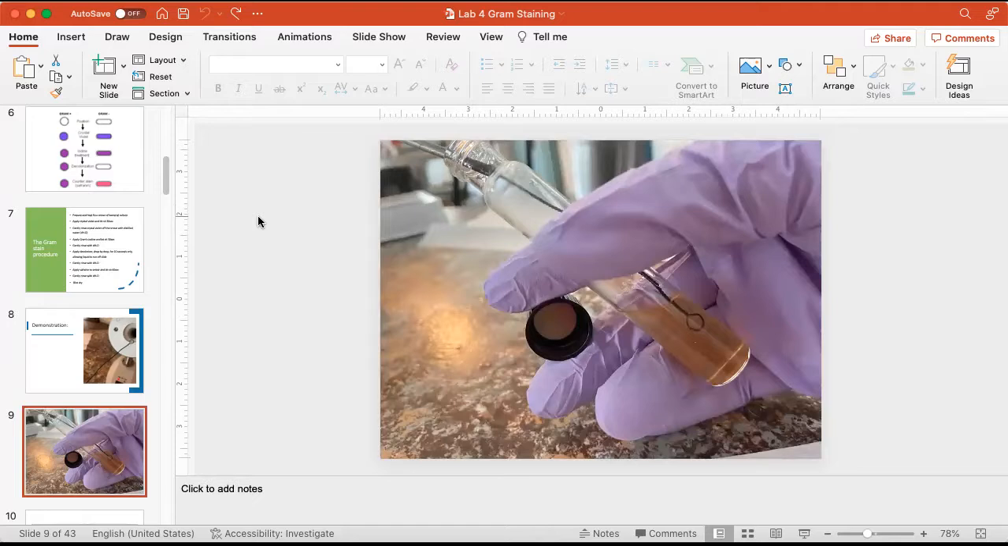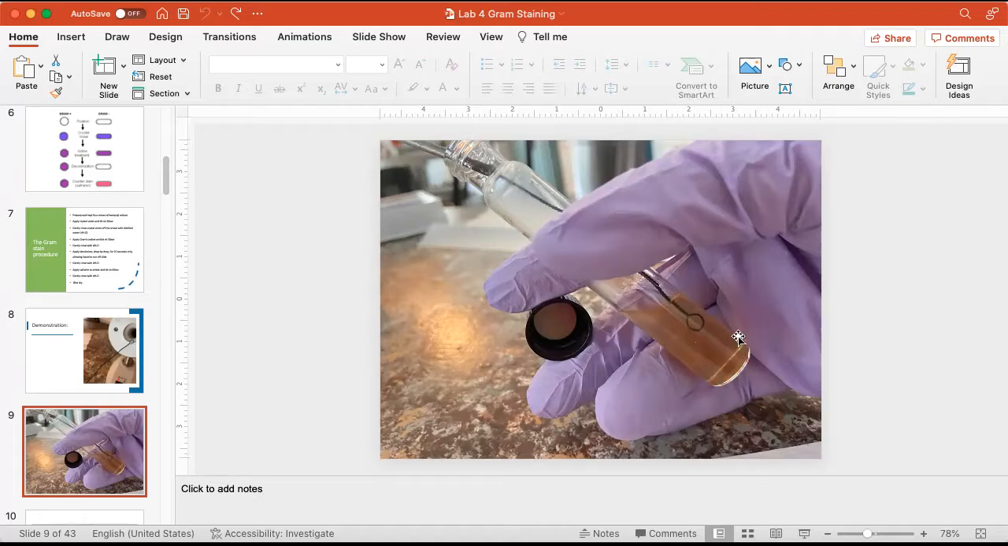I'm going to use a pure culture of bacteria here. You could also, depending on the situation, be using a sample that was collected from a patient, some kind of body fluid, in other words. This is a pure culture of bacterium. This is broth, remember, liquid culture media, and there's bacteria growing in it.